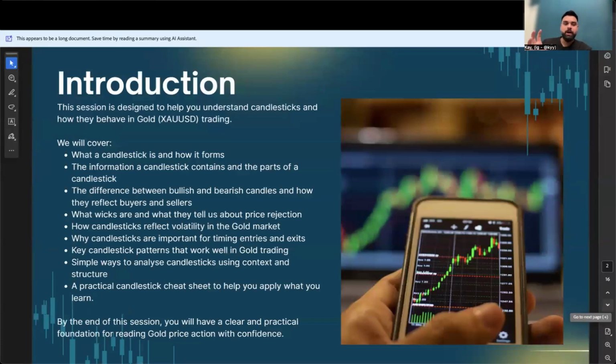We're going to be covering what a candlestick is. Of course, it's important for everyone to understand what a candlestick is and how it is formed. Then the information a candlestick contains and the parts of a candlestick, because a candlestick is not just a candle. It's a body, it's a wick, it's the volume, it's many things. Then the difference between bullish and bearish candles and how they reflect buyers and sellers.